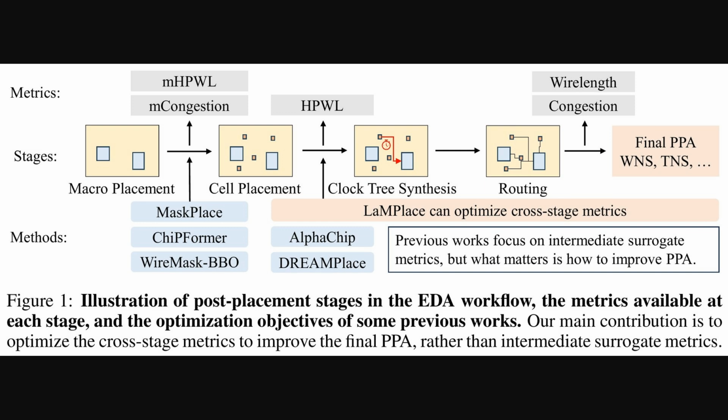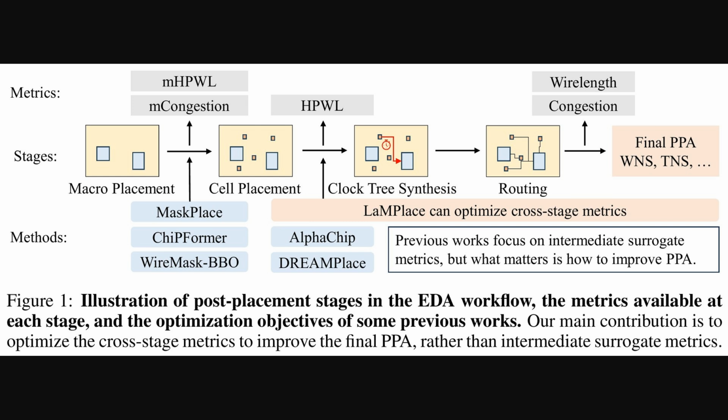Okay, so this first figure really sets the stage. It shows the typical electronic design automation, or EDA, workflow. That's the overall process for designing computer chips. You can see the different stages like macro placement, cell placement, and routing. Traditionally, methods optimize for simpler metrics at each stage, like wire length.